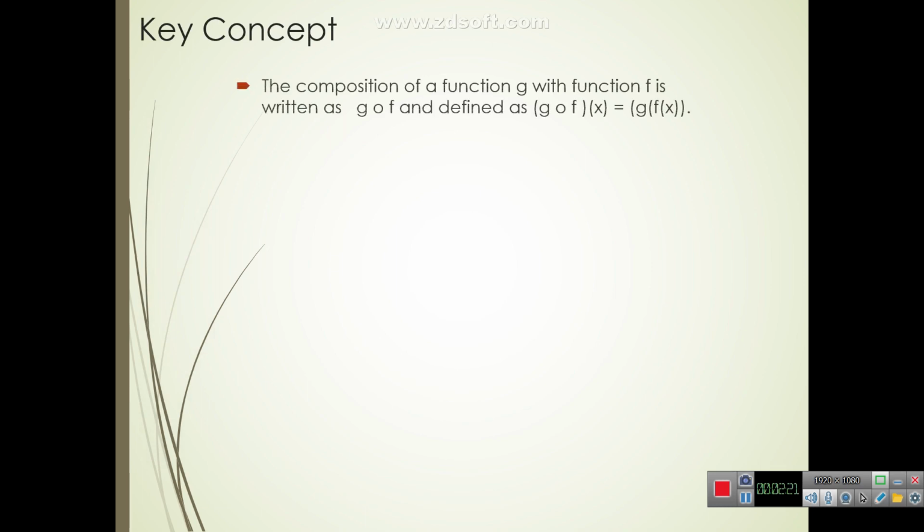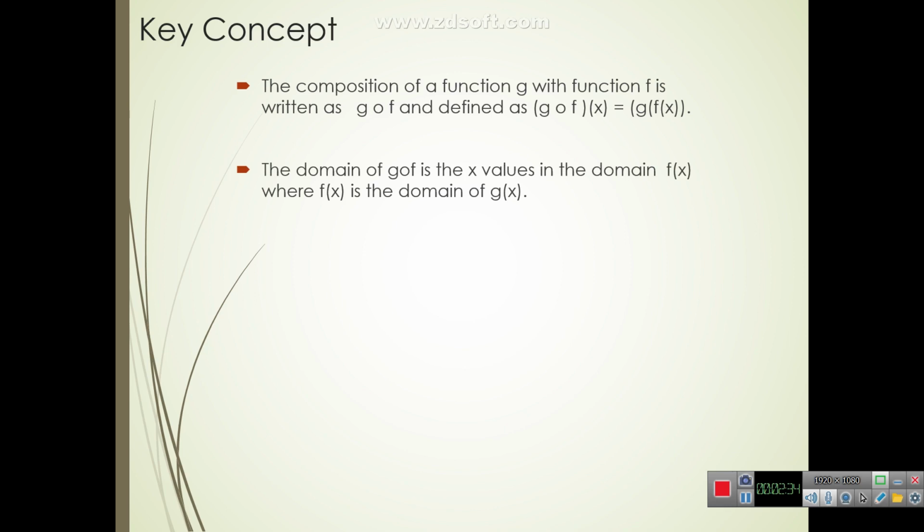Another key concept is concerning the composition of a function. The composition of a function g with a function f is written as g circle f and is defined as g of f of x. The domain of g of f of x is the x values in the domain of f, where f of x is in the domain of g. Another thing that you should consider, the composition of a function is not commutative.